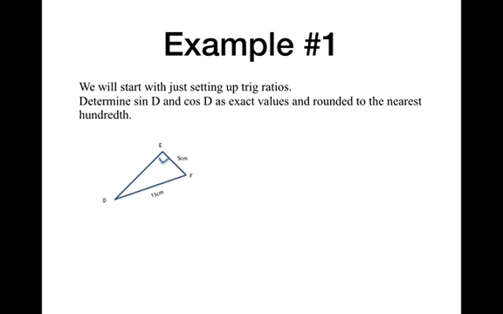So here we go, example 1. Okay, so we're going to start just by setting up the trig ratios, right? So what does it look like just to set them up? You can see this diagram here. We have triangle DEF, and we've got the right angle there at E. We have side length DE here at 5 centimeters, and we have side length DF here at 13 centimeters. Okay, the question here is just setting up the trig ratio. So determine sine of D and cos of D as exact values and rounded to the nearest hundredth.